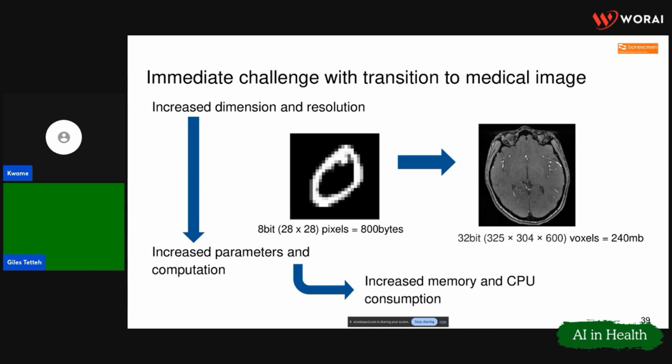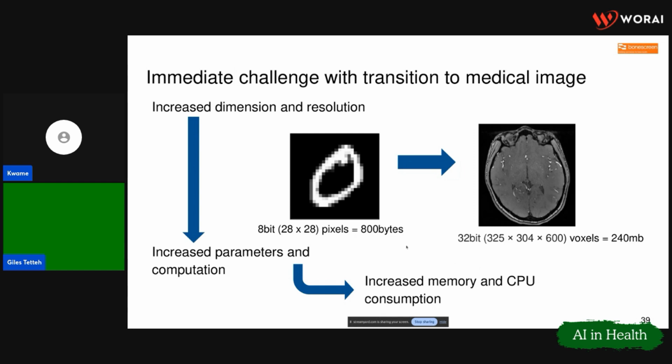So immediately you see the difference between a real world image and a medical image. And then one thing which comes to mind is increased memory and CPU consumption. So when you are dealing with medical images, the first challenge is that now you have images which are huge and cannot easily fit into memory. And because they are also huge, whatever computation that you would do here is increased exponentially. So this is the first challenge, increased dimension and resolution.